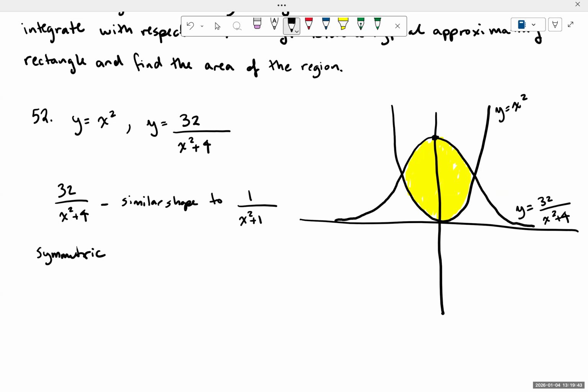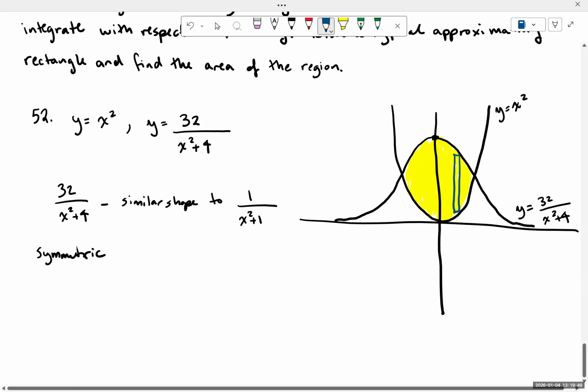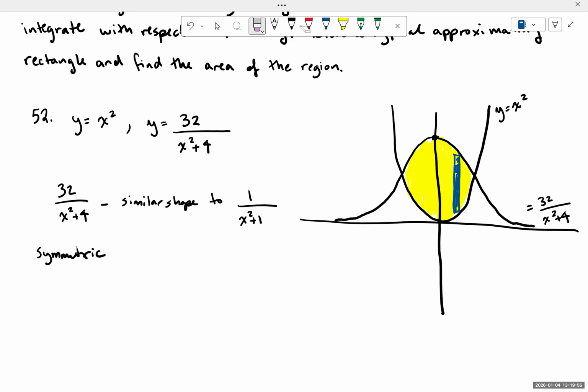Okay, so clearly, if I write my approximating rectangle here, my bigger guy is the hump here, and my smaller guy is y equals x squared. I'm doing y2 minus y1. Symmetric, so do 2 times the area from 0 to the intersection point.